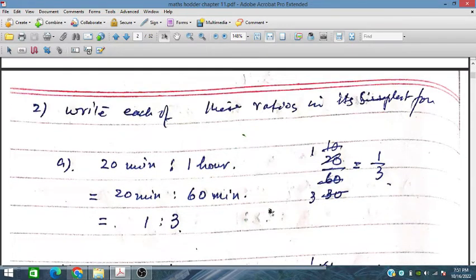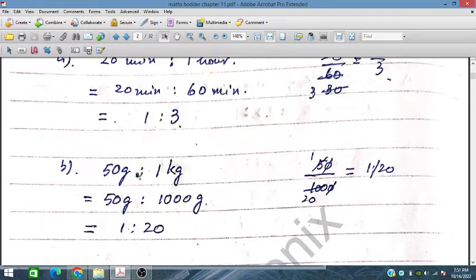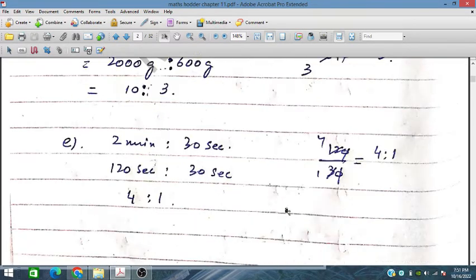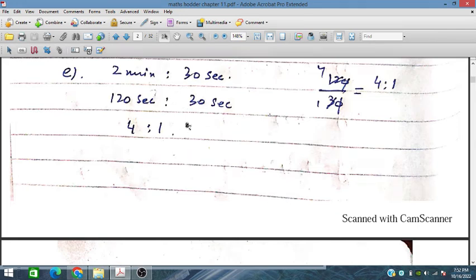Write each of these ratios in its simplest form. 20 minutes and 1 hour is the ratio of 1 to 3, because 1 hour is 60 minutes. The same units, so the ratio will have no units. 50 grams to 1000 grams is 1 to 20. For 2 minutes to 30 seconds, we have a ratio of 4 to 1.